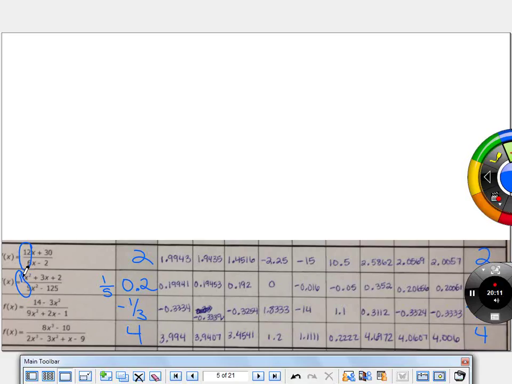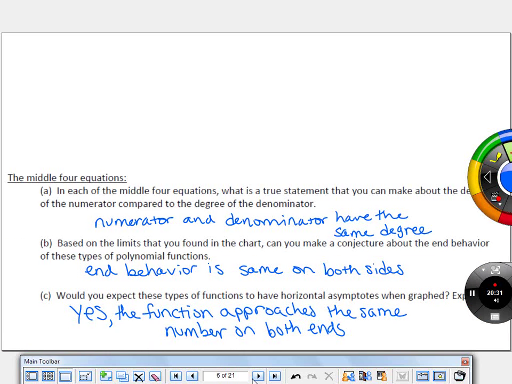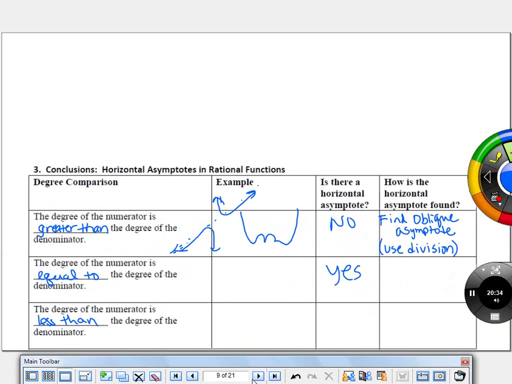Here it's not written in order. You don't take 14 over 9 because 14 wouldn't be the lead coefficient. It would be negative 3 over 9. And negative 3 over 9 is the same thing as negative 1/3. And here, 8 over 2. 8 divided by 2 would be 4. So the function can tell you, without doing a lot of work, exactly what the horizontal asymptote is.